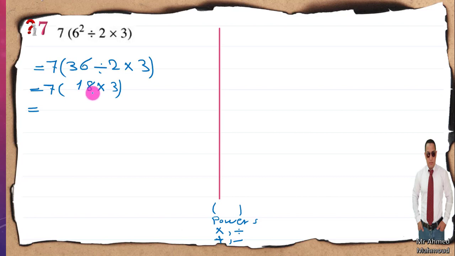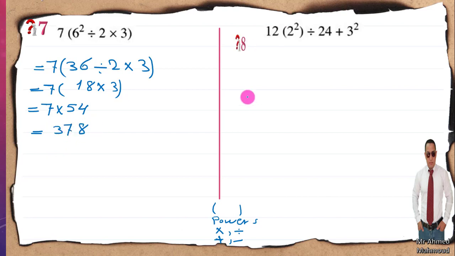So I'm going to start with the brackets first. So it will be 7 times, because 7 bracket means 7 times bracket. 18 times 3 equals 54. Finally, 7 times 54 equals 378.